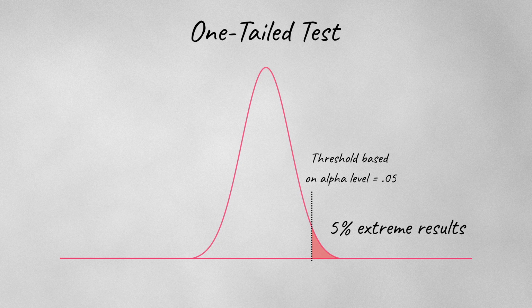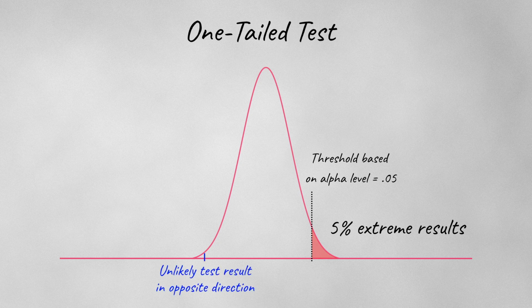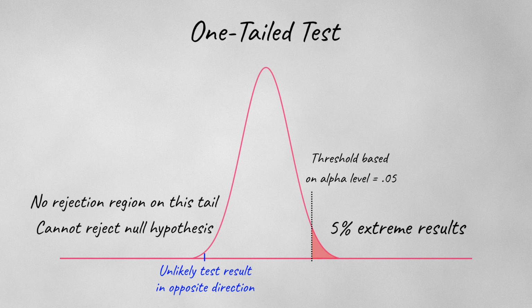the null hypothesis. Now, the downside to a one-tailed test, however, is if we happen to get a result in the opposite direction of what we've predicted, even if it's a very unlikely result, then we still can't reject the null hypothesis, because as we can see, there's no rejection region on that side of the distribution. There's no possible results in this other tail that can lead us to reject the null hypothesis, no matter how unlikely those results might be.